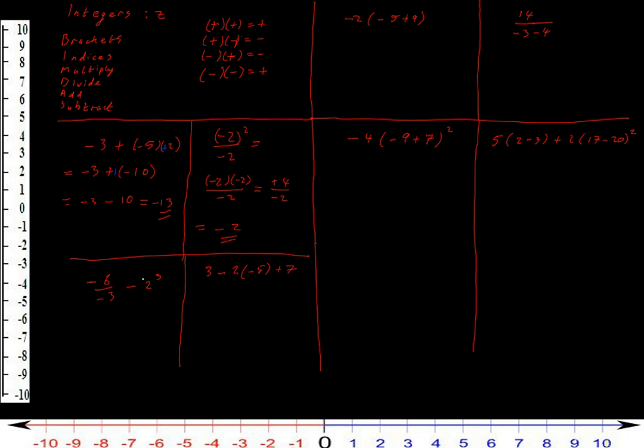Now let's have a look at the bottom left-hand corner. So I have -6 divided by -3, -2 cubed. Now, there's no bracket around my 2 here, or -2, so that means that that power, that indice, is only acting on the 2. So this is going to be -6 all over -3 minus 2 by 2 by 2. 2 multiplied by itself 3 times because there's no bracket there. And now I can start to multiply this out.